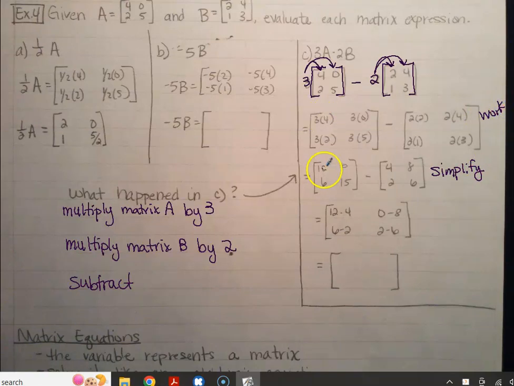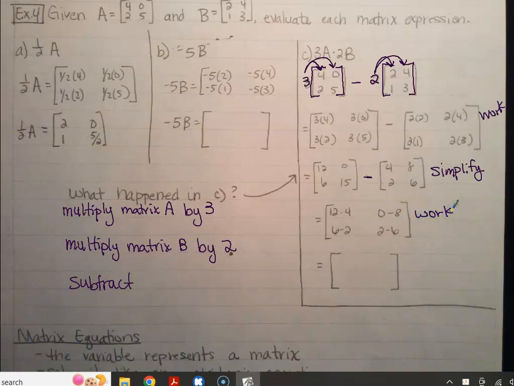So 3 times 4 is 12. 3 times 0 is 0. 3 times 2 is 6. 3 times 5 is 15. I bring down my subtraction sign, and I'm going to simplify again. 2 times 2 is 4. 2 times 4 is 8. 2 times 1 is 2, and 2 times 3 is 6. So I've simplified. Now I'm ready to show my work for subtraction.